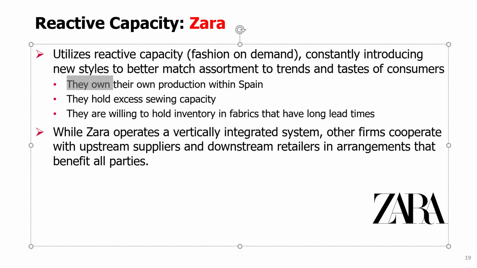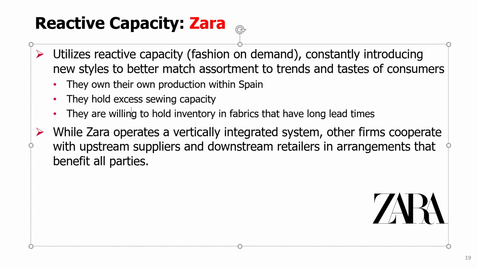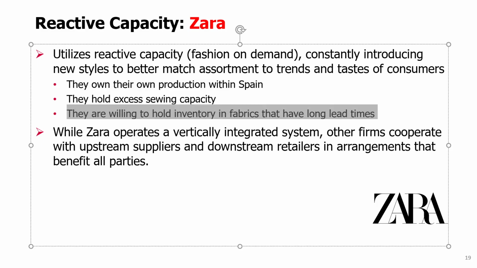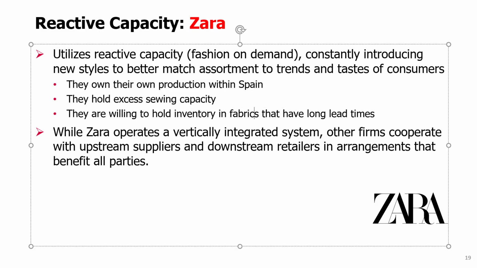Specifically, Zara owns their own production capacity in Spain. They actually have excess sewing capacity, which is underutilized, but thanks to this, it can respond very quickly to demand. If there is a sudden need to produce a larger quantity of products, Zara has the capacity. But in order to be able to produce those products, they also have to hold a large inventory of fabrics that are used to produce those products. So if there are some products with long lead time that maybe are imported from overseas, then they have to actually invest in holding this inventory. So they actually have this cost.